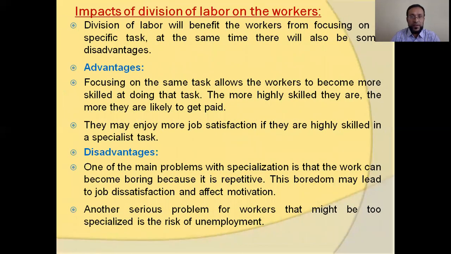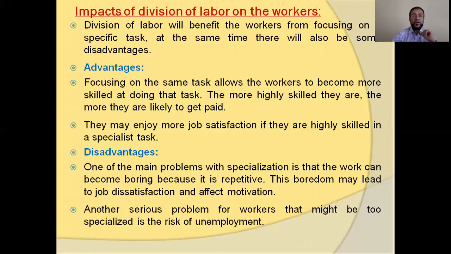Now come to the impacts of division of labor on workers. Division of labor will affect the workers and the business as well, because it has both positive and negative impacts on both workers and businesses. Let's look at the advantages of division of labor on the workers.